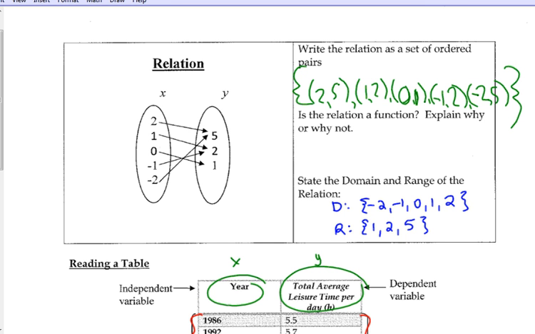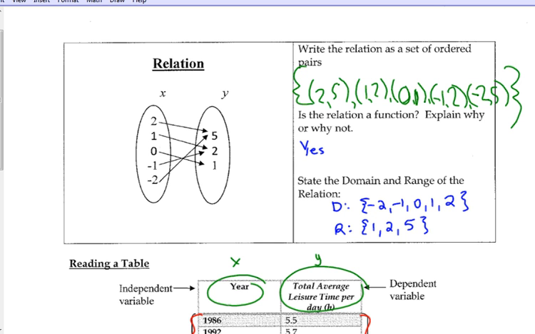Now, here's the big question. Ben, is this a function? Yes, it is. Okay, let's talk about mapping diagrams. Does each x have only one y? So let's start with 2. Does 2 only have one y value? Yes. Does 1 have only one y? Yes.